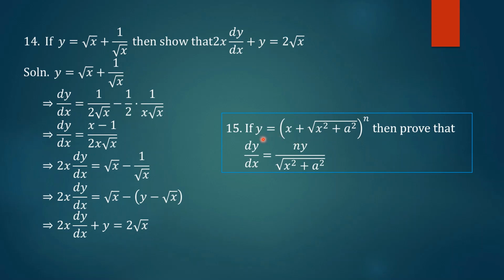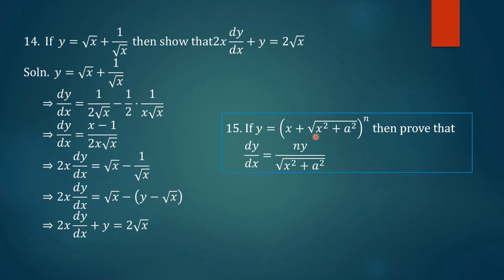First of all, you take dy dx. It will be n into this total term to the power n minus 1 into the derivative of this term. Simply x derivative 1 and root over derivative 1 by 2 root over x square plus a square into x square plus a square derivative is only twice x. Is not it? So now just simplify the term.